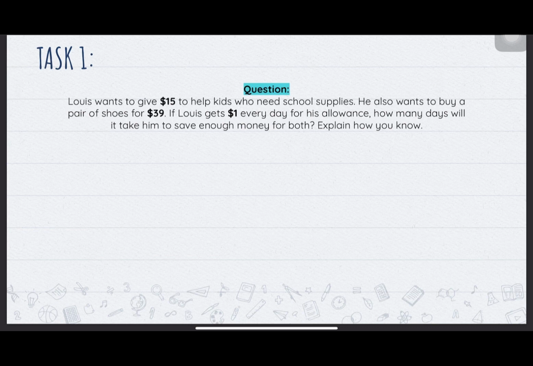So we could set this problem up two different ways using a number line. So I'm going to draw that out. So we could either do starting at $15 and then skip counting by 10. So what we would do is break this number up, which would be 10 plus 10 plus 10 plus 9 ones.